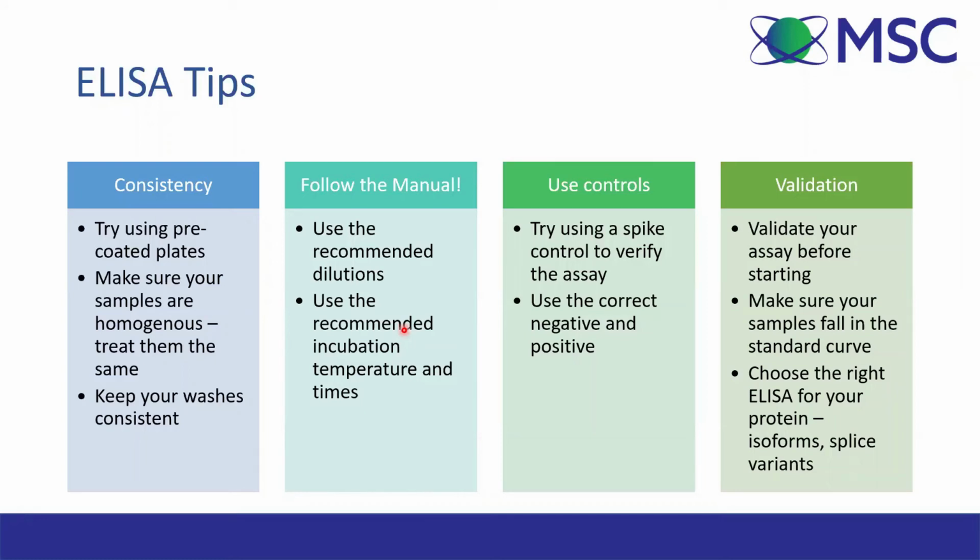Always try to make sure you choose the right ELISA for your protein. There are obviously many different isoforms of different proteins, splice variants. There are also different conjugations as well. Some might be palmitoylated, some might be carboxylated. So just keep in mind that you're choosing the right ELISA for your protein.